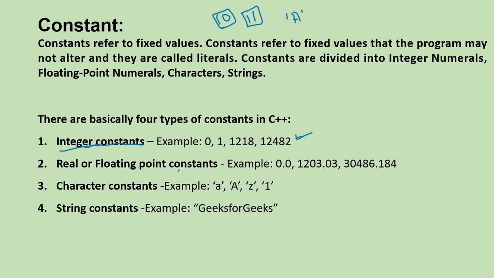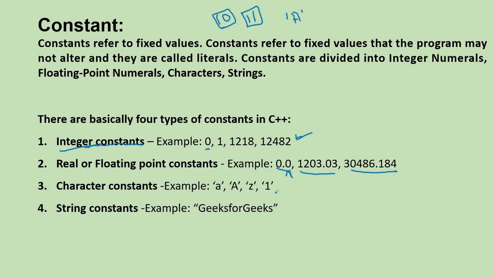Real or floating point constant means a number with a decimal point. See here, this is 0.0 and here 0. Actually both are the same, but this one contains a floating point. Here .0 is there. Therefore this will be treated as a floating point constant. This 1203.03 is another constant. Next one is character constant.